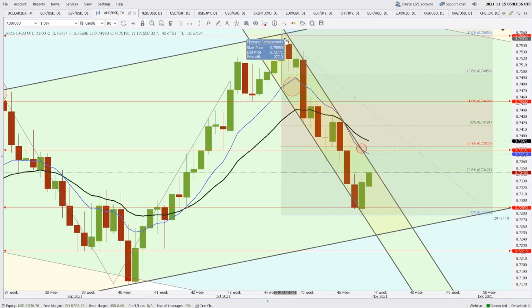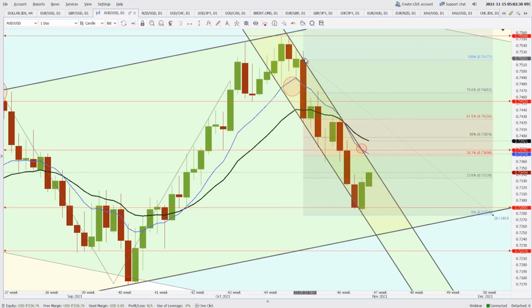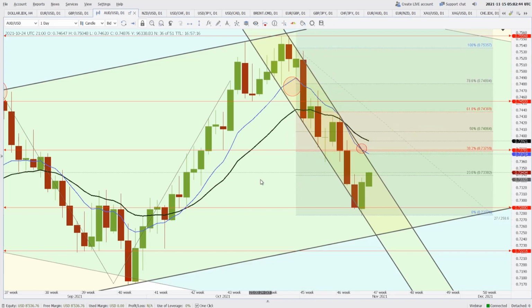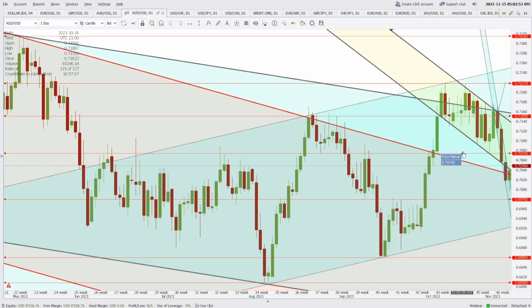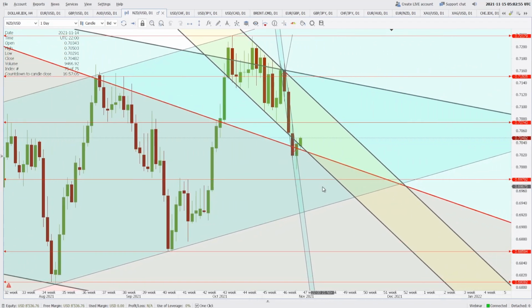Or maybe we can adjust to this area here, 0.7375 area, expect this area to act as a good resistance today.